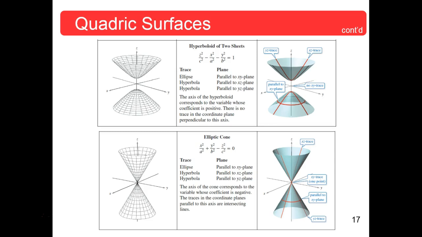You get an ellipse again. And these traces up here, above and below z equals c, will be ellipses again. So you have an ellipse when you're parallel to the xy plane and z is greater than c, anything here or less than minus c. So this makes a hyperboloid of two sheets.